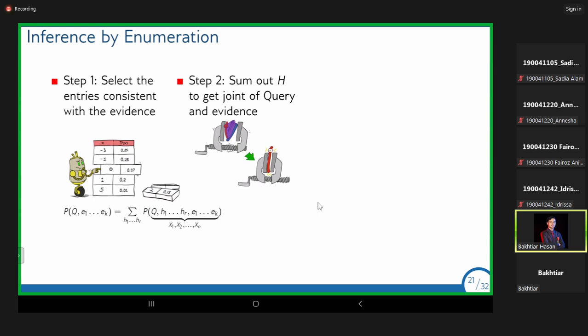And the last step is to normalize. So we take the whole distribution, select what's consistent with our evidence, and collapse the variables that we do not care about. We'll be left with a one-dimensional array, which is our query, and we will normalize.